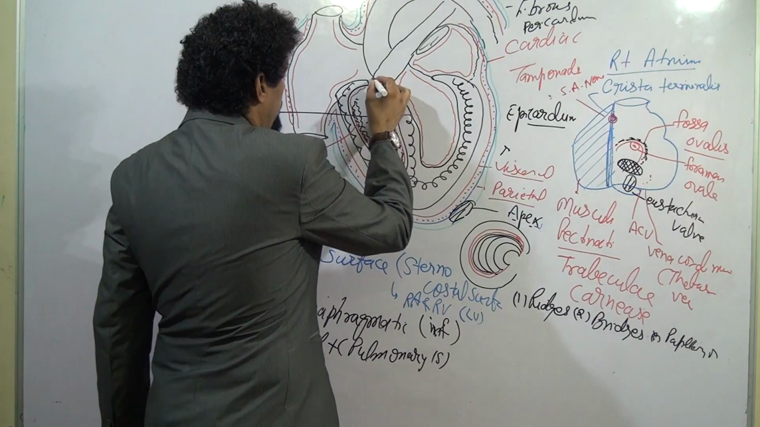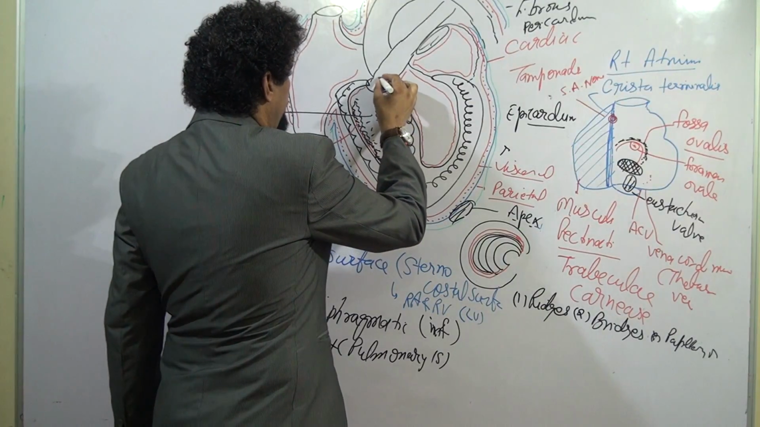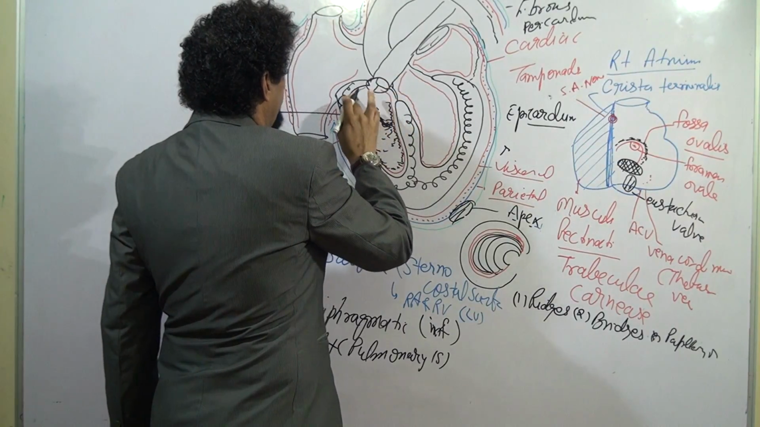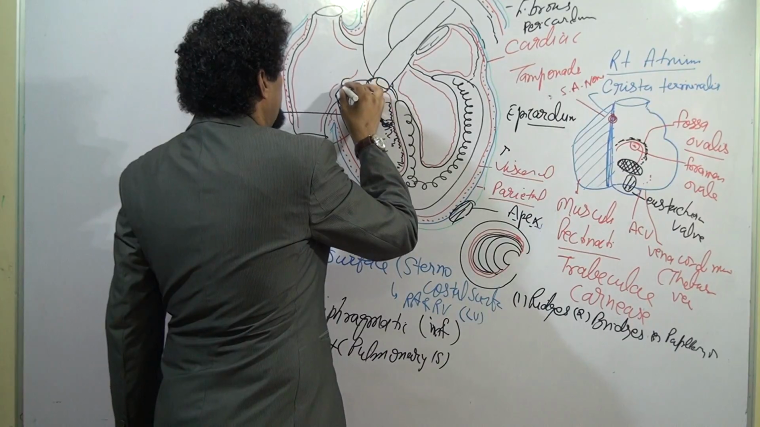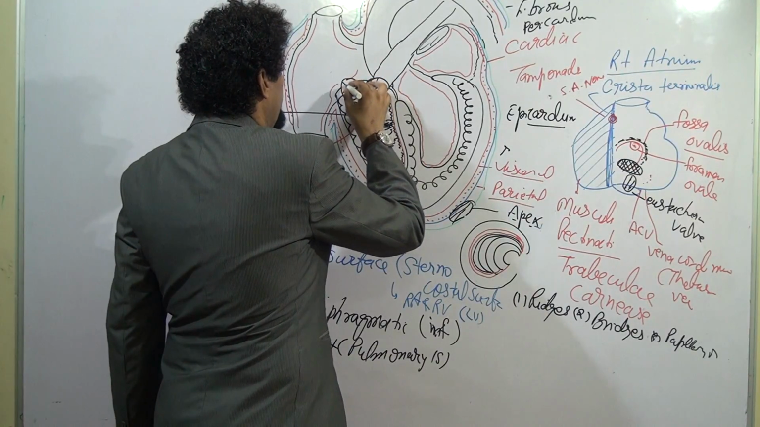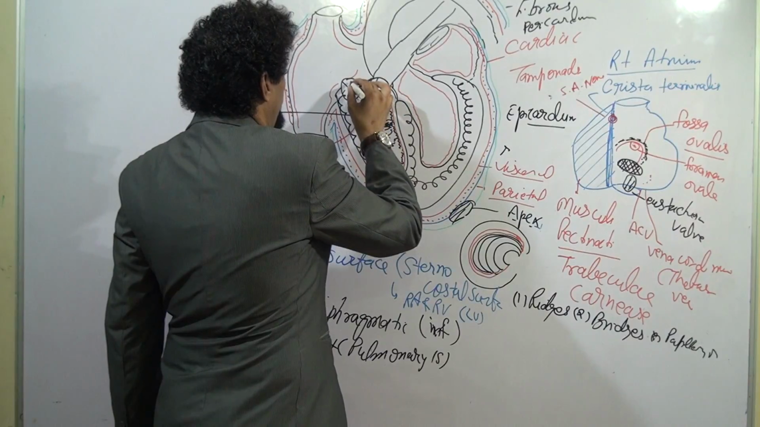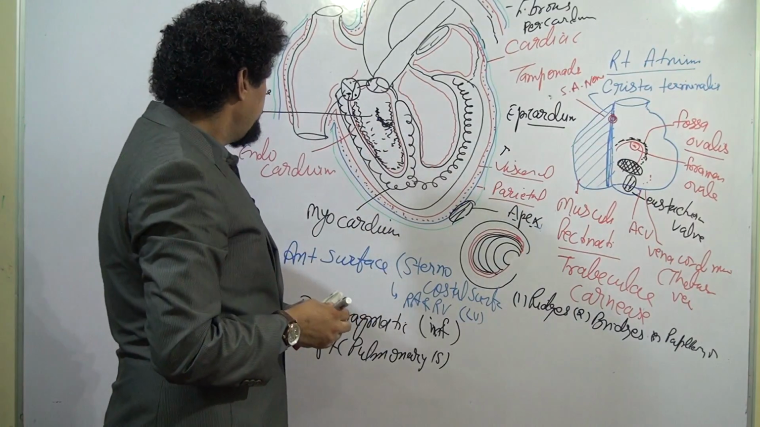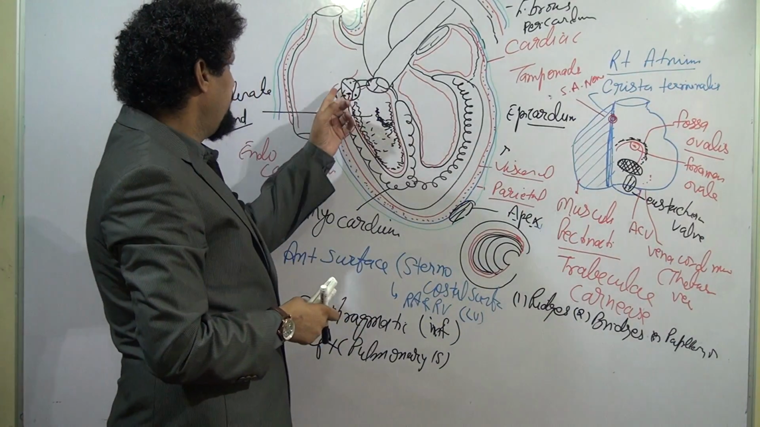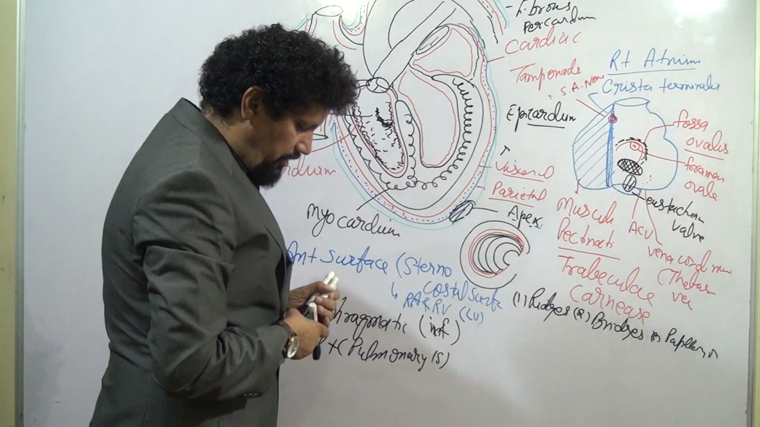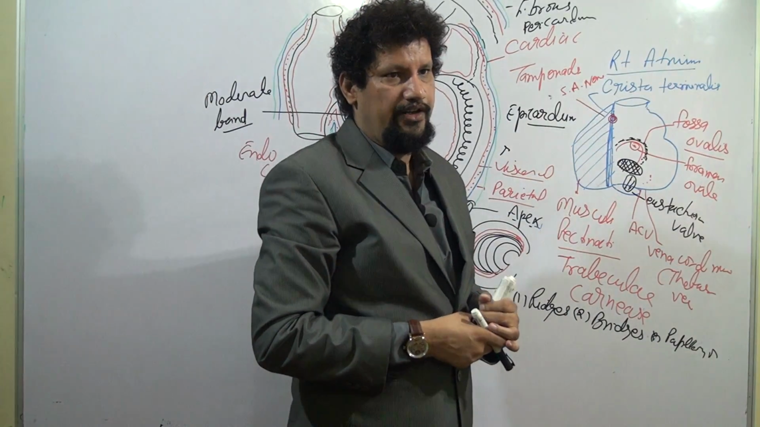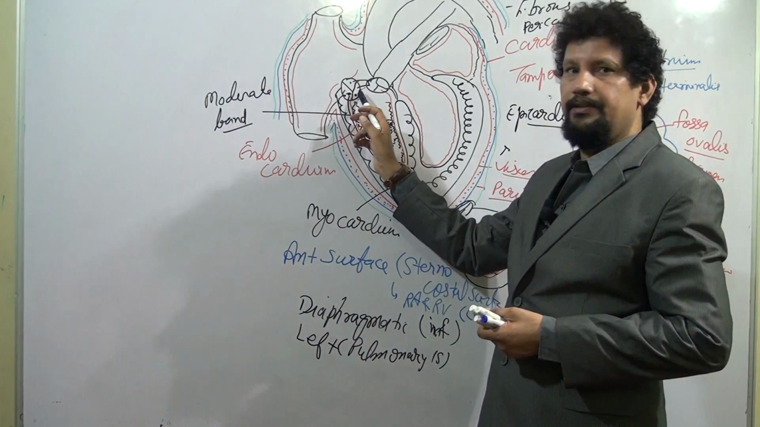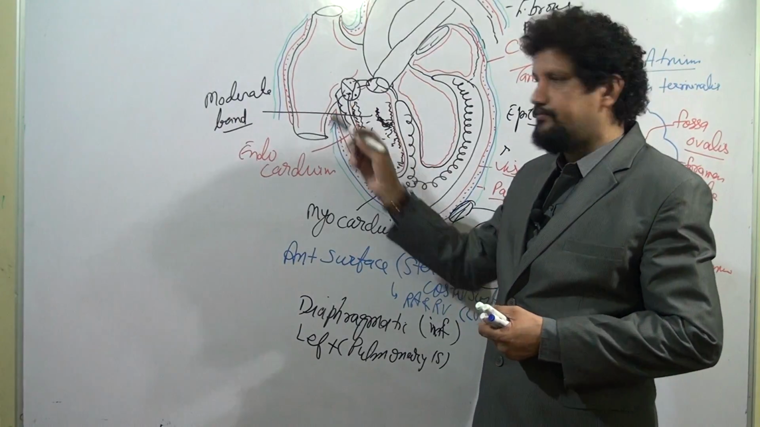The cusp, this is the semilunar or the pulmonary valve, and here is the tricuspid valve, which has the anterior, the posterior, and the septal cusp. This is known as the tricuspid orifice or tricuspid valve or right atrioventricular valve, and it has three leaf-like cusps: the anterior, the posterior, and the septal.